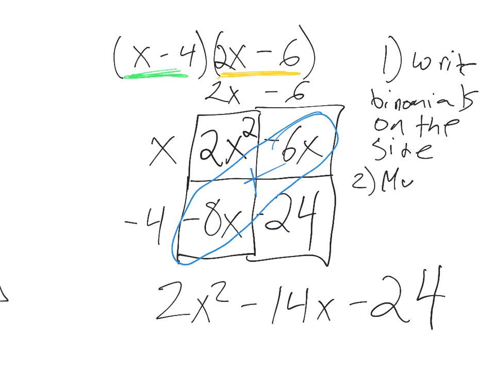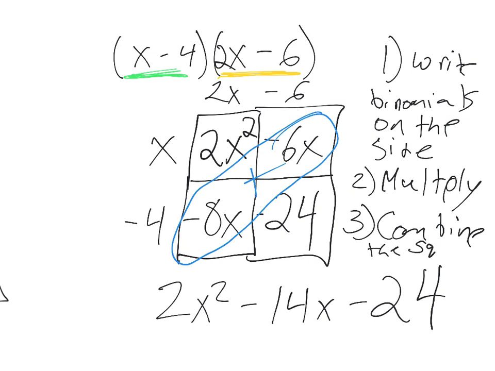Step 2, multiply. Step 3, I combine the interior squares. Combine the squares. Okay, those are my 3 steps. So I write the binomials on the side, I multiply, and then I combine the squares.